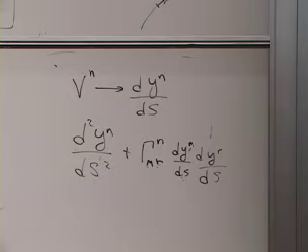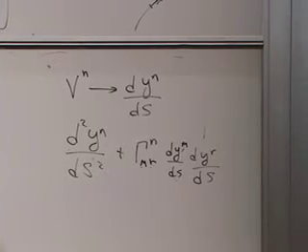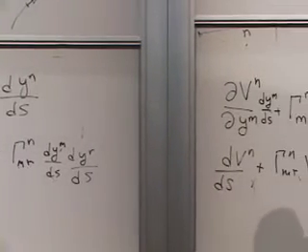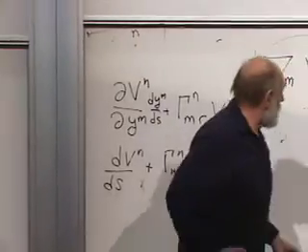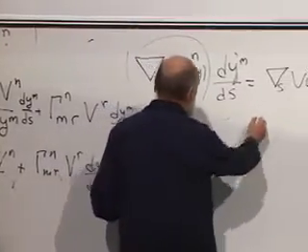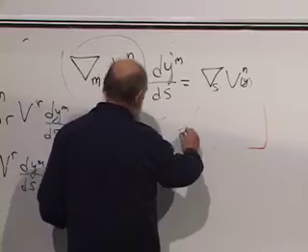And the covariant derivative of the tangent vector is a tensor. That means if it's 0 in any reference frame, it's 0 in every reference frame. What do you expect the covariant derivative of the tangent vector of a straight line to be? 0. If I have a straight line in flat space, the tangent vector is the same everywhere.